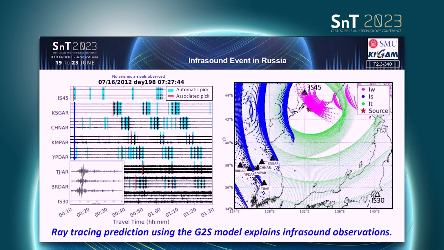And here is another example near Russia. We don't know what the source is. If you have any information about this area, please share it with us. Anyway, IS-45 recorded very clear tropospheric arrivals, and then all Korean arrays recorded multiple stratospheric arrivals due to the multi-passing effect of propagation. This matches well with prediction as well. Only the IS-30 Japan array doesn't have any detection, which is consistent with the prediction.